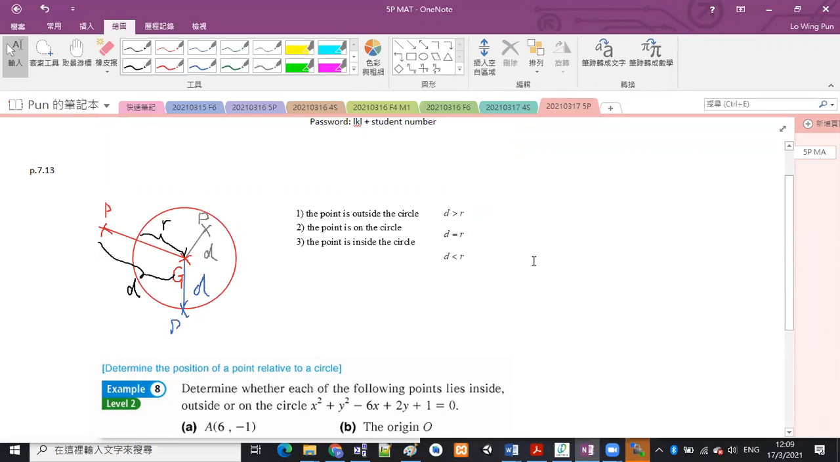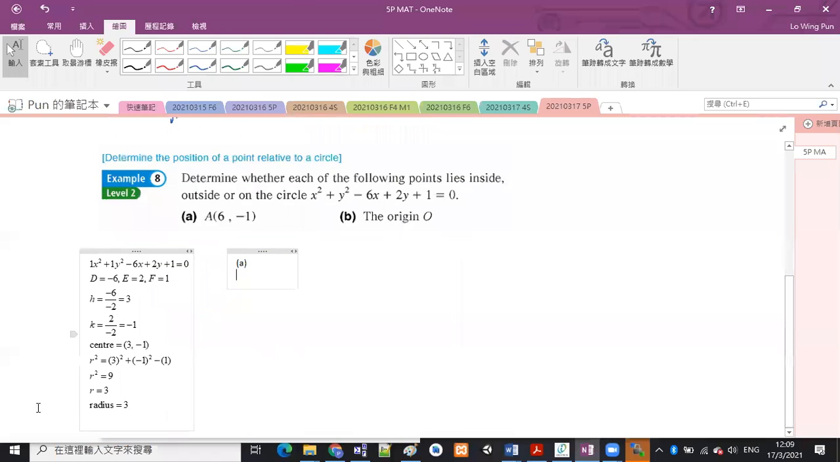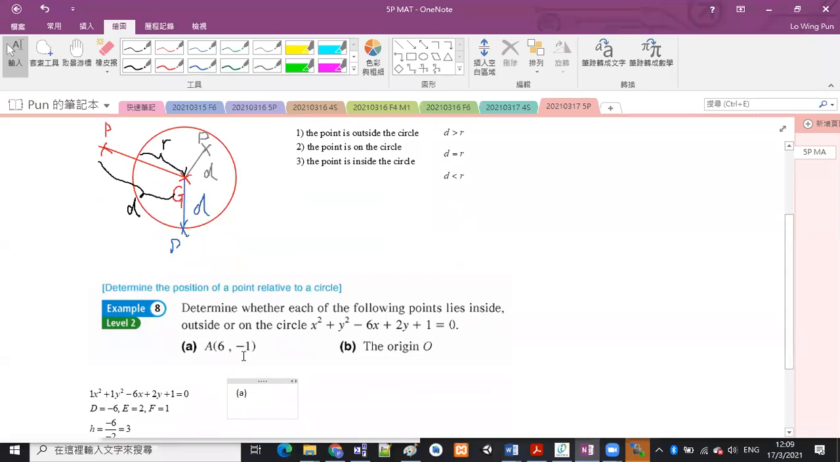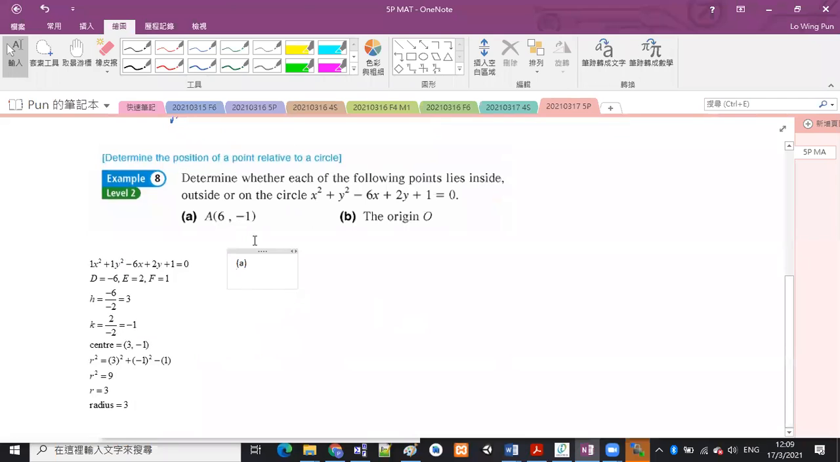Okay, so we need to determine whether D is larger than R, equal to R, or less than R. But we have already calculated R to be 3. Okay, so all we need to do is to calculate the value of D. And D is the distance between the point and the center. Okay, so distance between the point and the center.